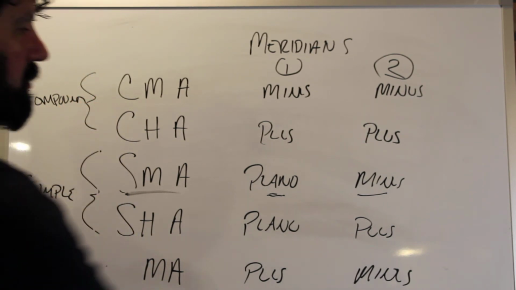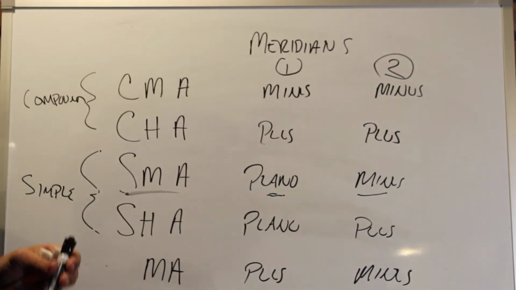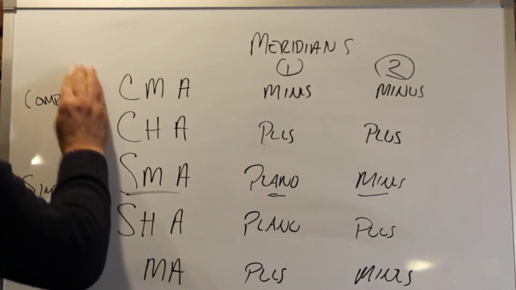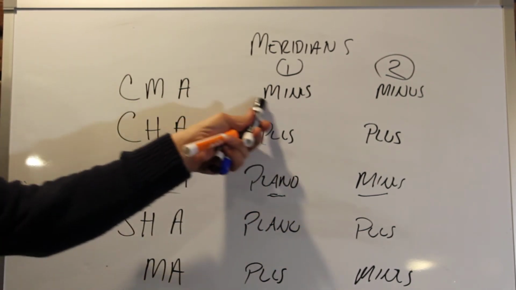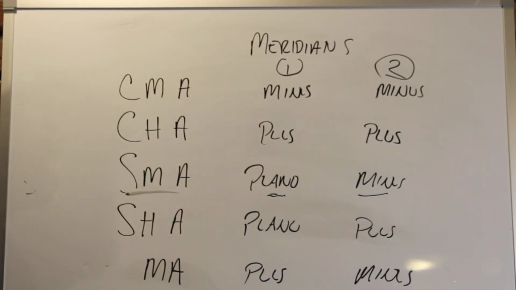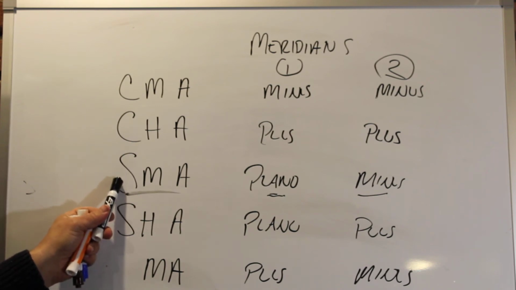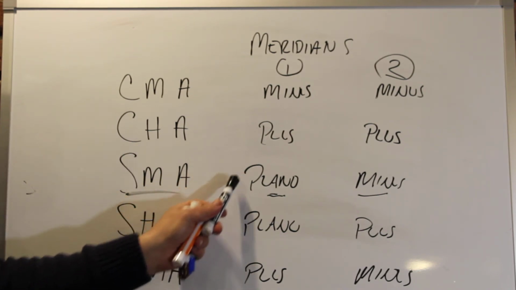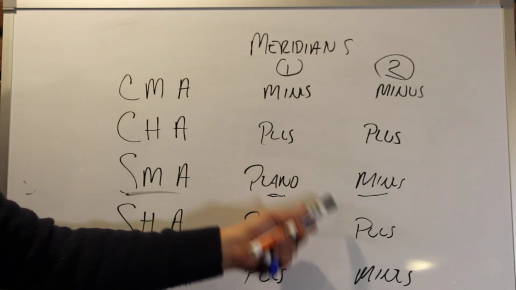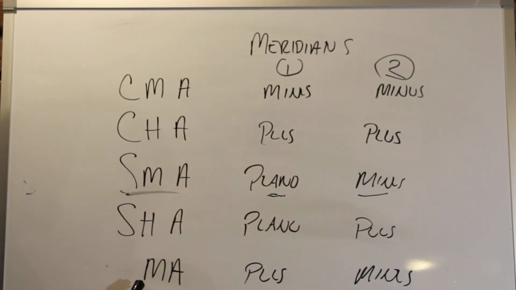So, remember, compound myopic astigmatism, both meridians are minus. Compound hyperopic astigmatism, both meridians are plus. Simple myopic, simple hyperopic, one will be plano, the other is myopic or hyperopic. And then the mixed, you just have one meridian is plus, one is minus.